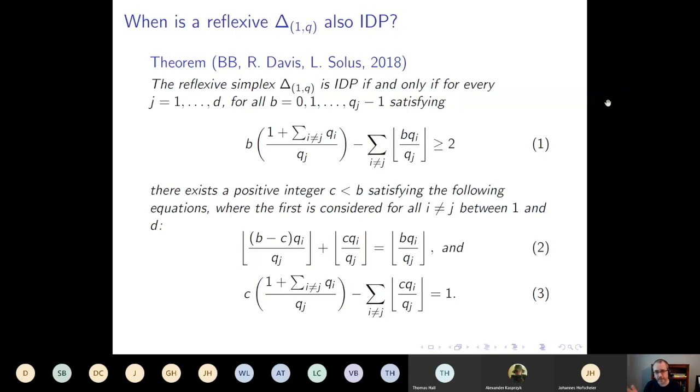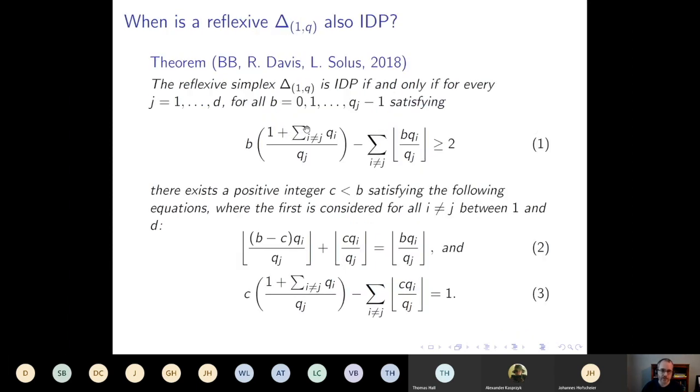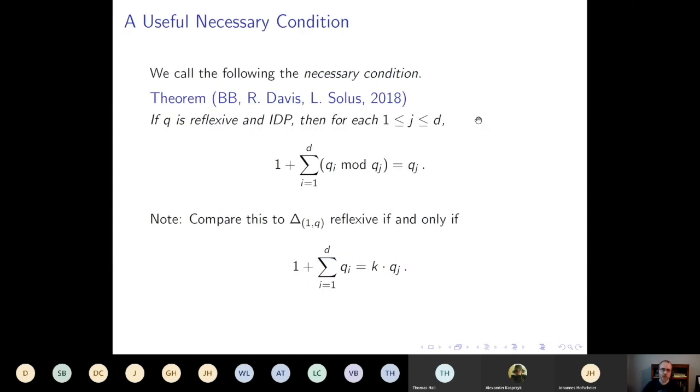Anyway, both for computing and for proving things, you can actually make use of these equations. The proofs are not pretty, but it can be done. What is really helpful, though, is that you don't need the full strength of this in certain cases. So we call this theorem the necessary condition, and it's very useful. If Q is reflexive and IDP, then for each j between 1 and d, the sum of each weight modulo qj, plus 1, is equal to qj.